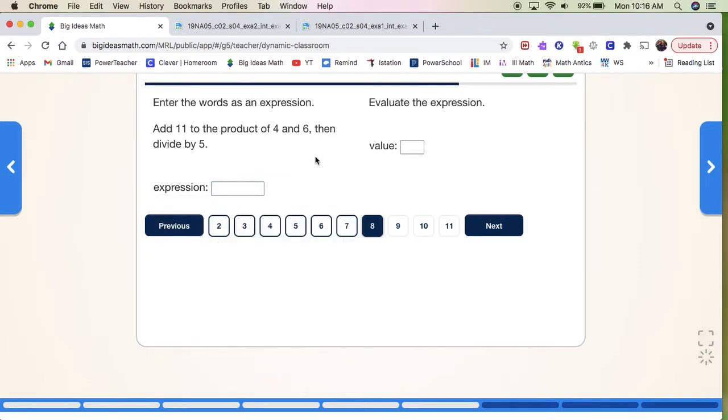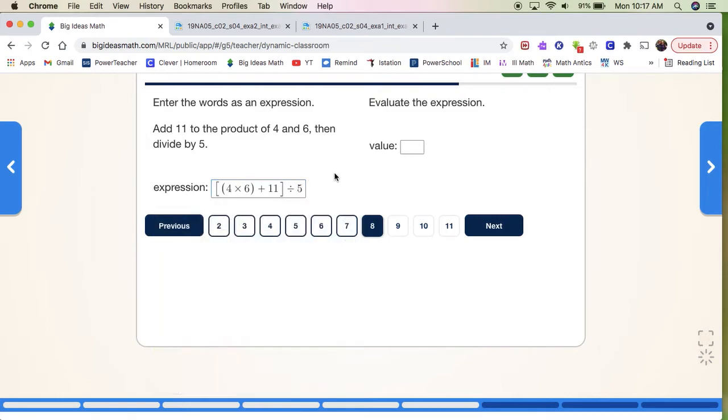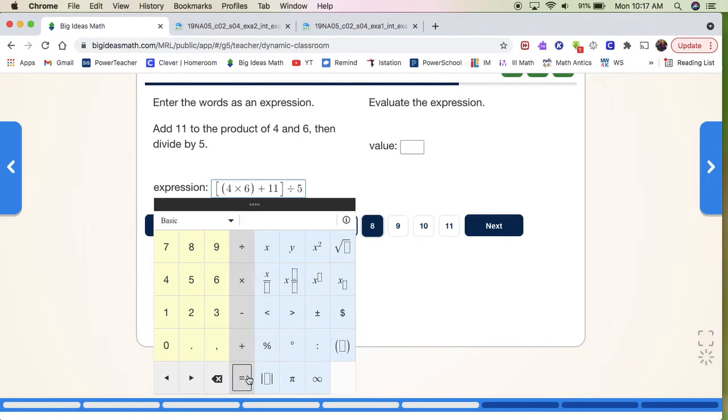So that sounds to me like I'm going to need brackets. And I'm going to use parentheses. So I'm going to multiply 4 times 6 first, okay? And then I'm going to add 11 to that, okay? So it says add 11 to the product of 4 and 6. So I've done that. I had 4 times 6. I've added 11 to it. Then I'm going to take that whole thing and divide that whole thing by 5. Okay? So let's go ahead and work that out.